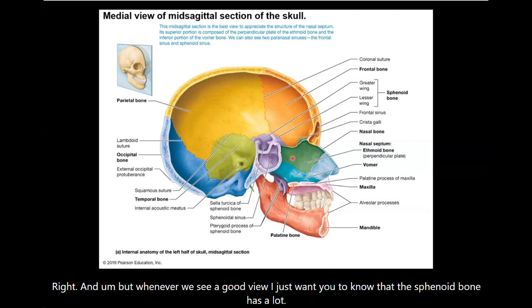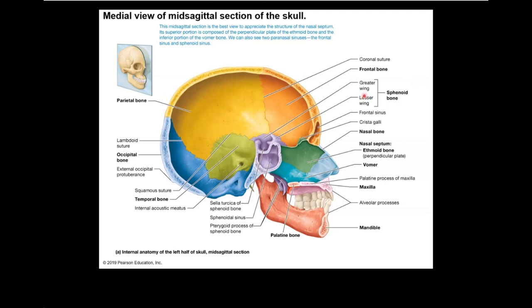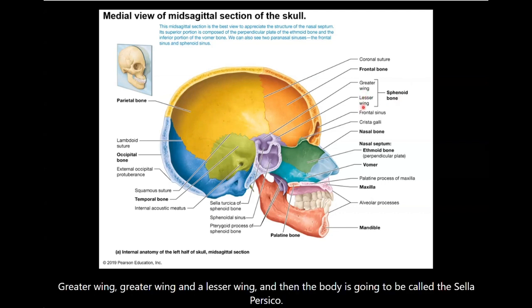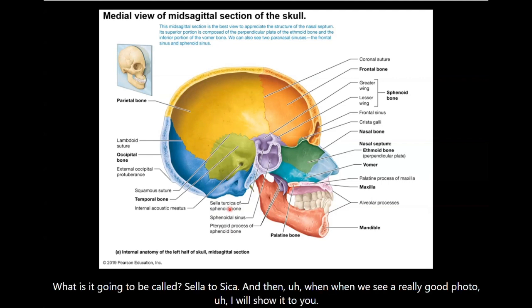But whenever we see a good view, I just want you to know that the sphenoid bone has a what? Greater wing and a lesser wing. And then the body is going to be called the sella turcica. What is it going to be called? Sella turcica. And then when we see a really good photo, I will show it to you, okay?